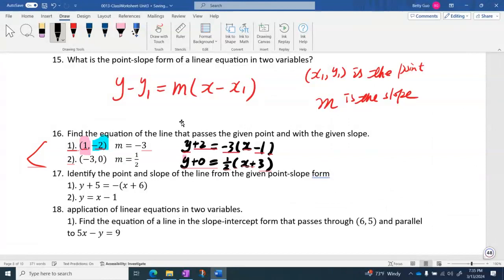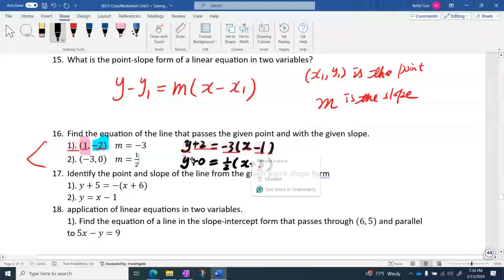Let me tell you the common mistake. We start from y on the left. The common mistake is that some students start from x. Your y value is the blue, the second value. Your x value is the pink, the first value. Your x value is on the right side. Your y value is on the left side. Perfect.